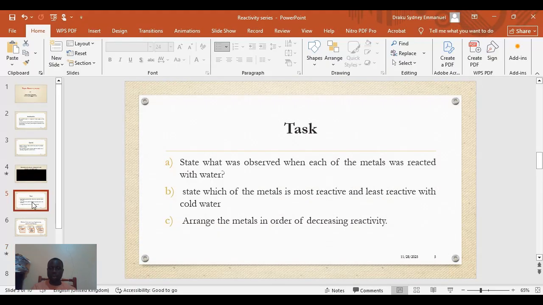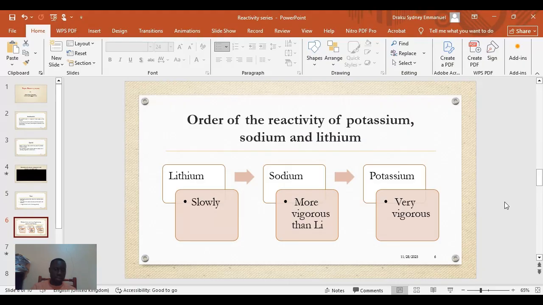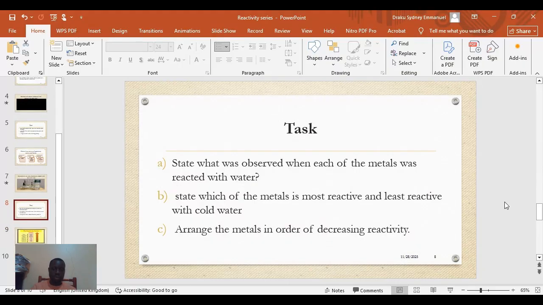So a simple task for you: state what was observed when each of the metals was reacted with water. State which of the metals is most reactive and least reactive with cold water, and arrange the metals in order of their decreasing reactivity.